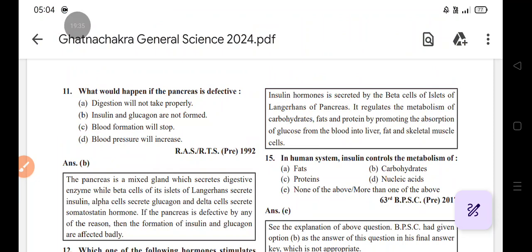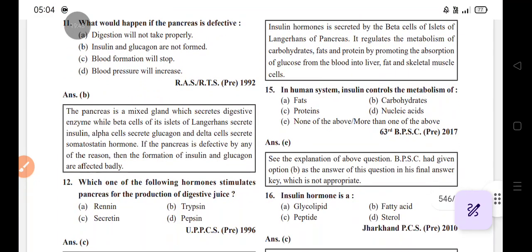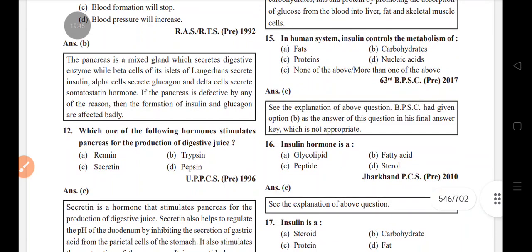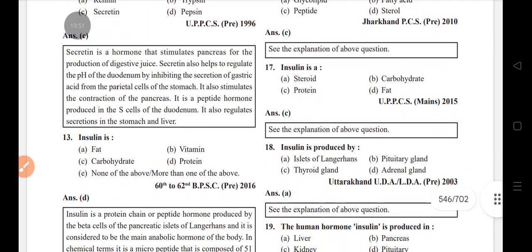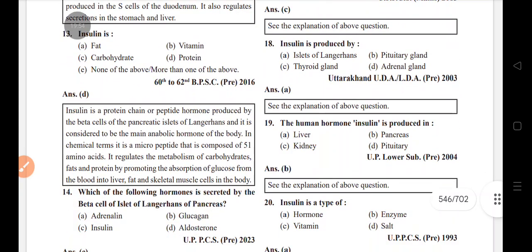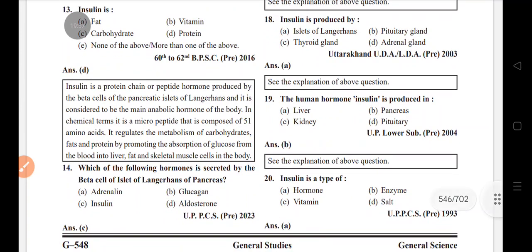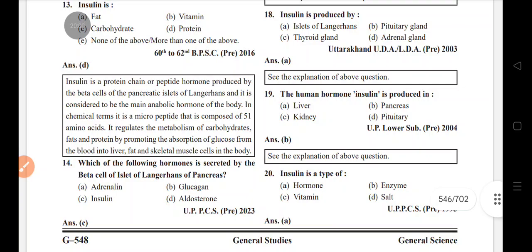What would happen if the pancreas is defective? Blood sugar imbalance; insulin and glucagon are not found. Which hormone stimulates the pancreas for production of digestive juice? Secretin. Insulin is a protein. Which hormone is secreted by the beta cells of the islets of Langerhans in the pancreas? Insulin.